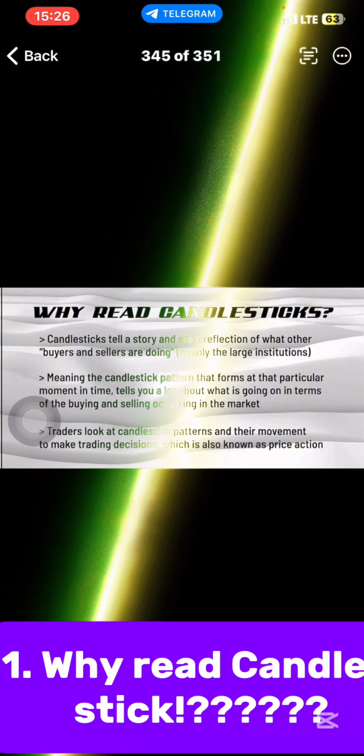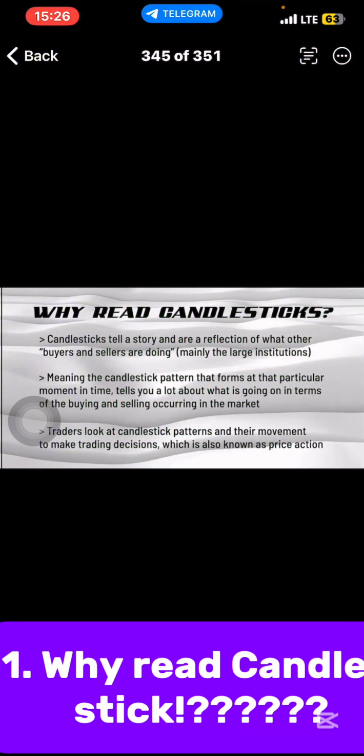So the basis of price action is candlestick, because without candlestick there is no price action. It's after the candlestick has been formed, that reaction the market has made in producing that candlestick, that is what we mean by price action, and that's what we are going to explain for you today.